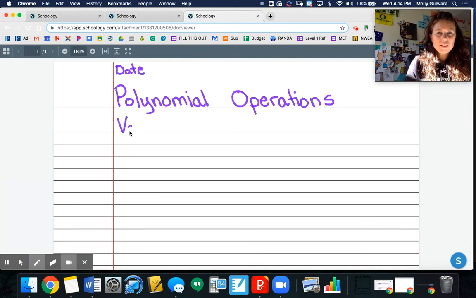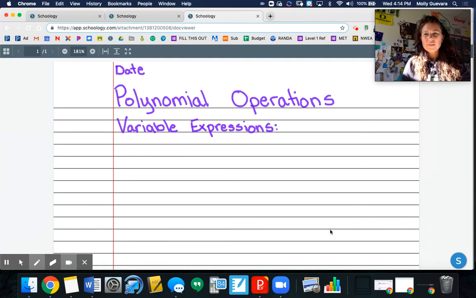The first definition that we're going to look at is variable expressions. I apologize, the sun is totally blinding me right now. Kind of hard to see.